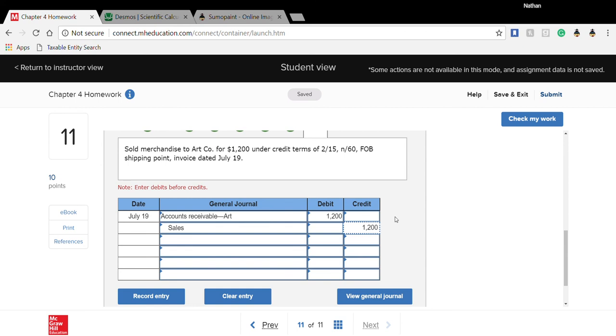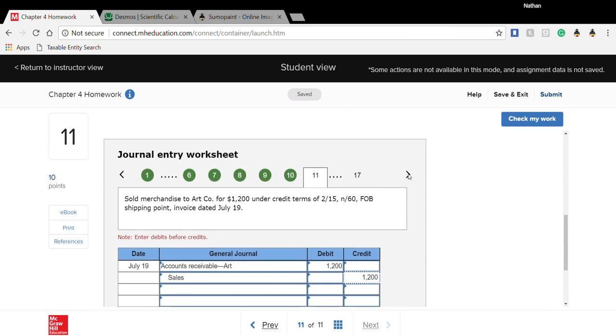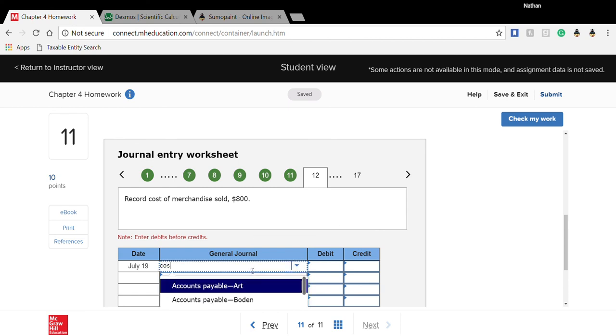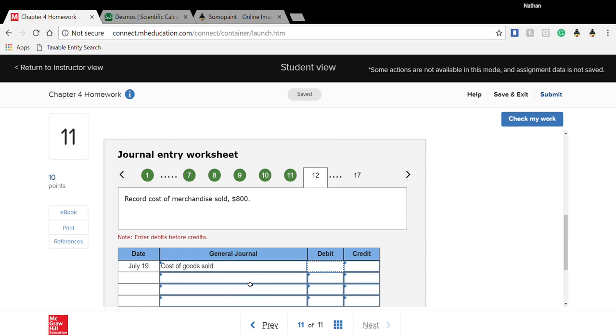Okay, let's see what the next one goes. Record our cost of merchandise. So again, cost of goods sold of 800. Merchandise inventory goes down by 800. Easy peasy, lemon squeezy.